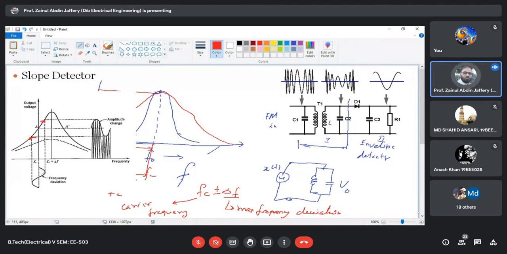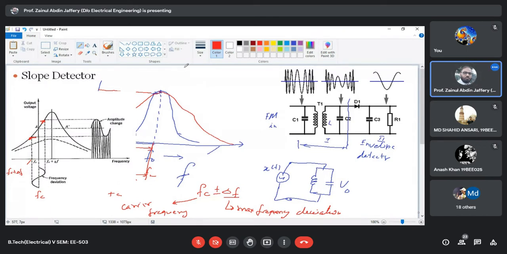So that is why you see this frequency is your carrier frequency, and this frequency, as already written here, will be fc plus delta f. Now what happens in this case is the output will be like this. This is the output. You forget about this curve. So the output will be like this.